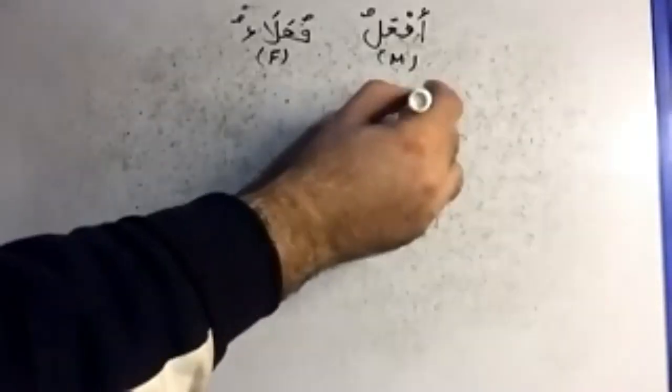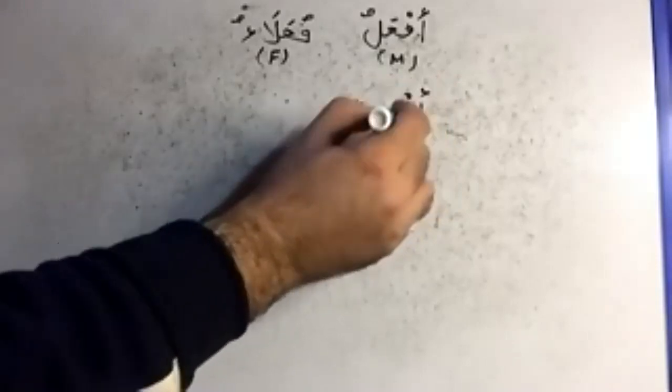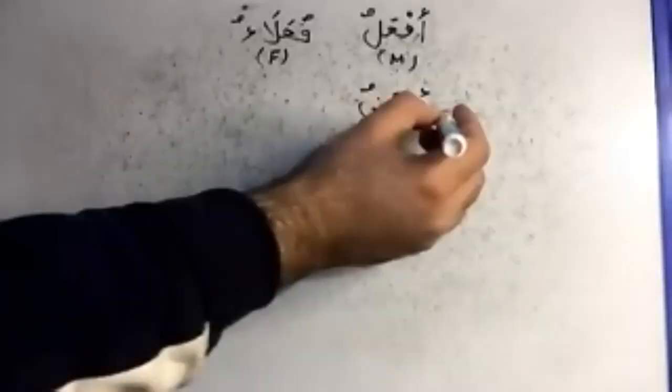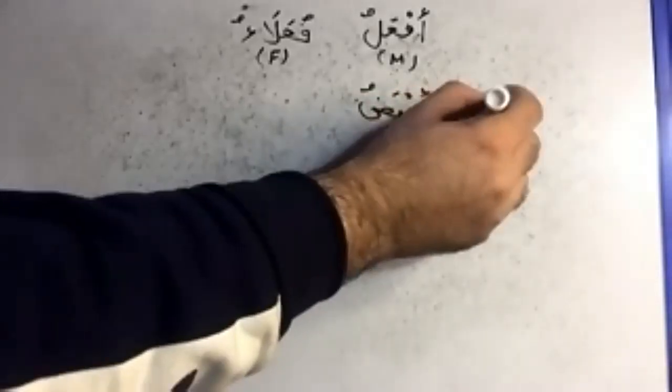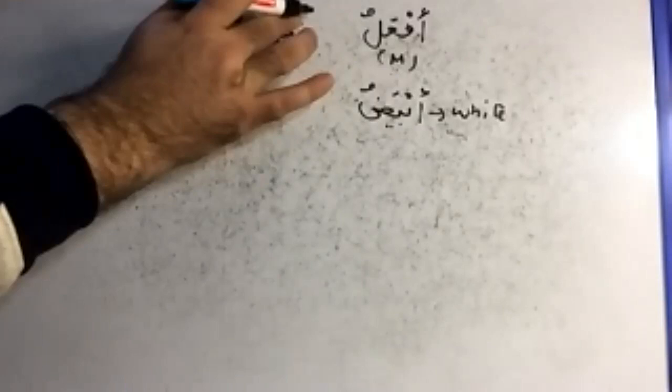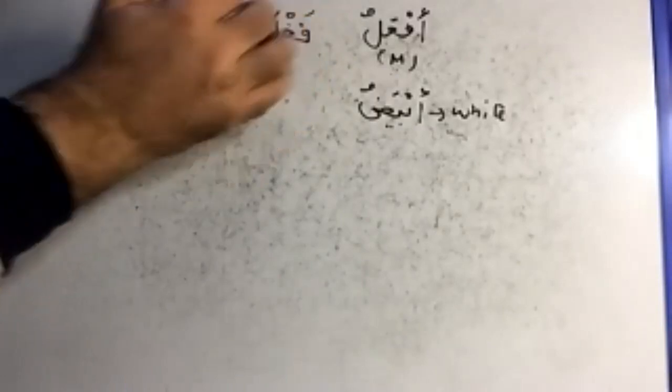If we have the color abyadu, abyadu means white, but this will be used for masculine. So what will be its feminine? It will be on the pattern of fa'laa'u. Sorry, this is fa'laa'u.